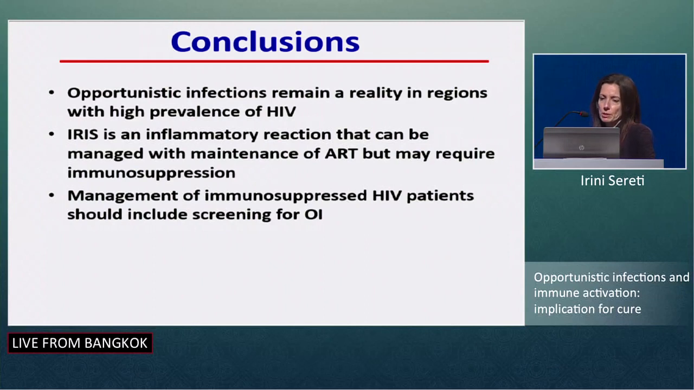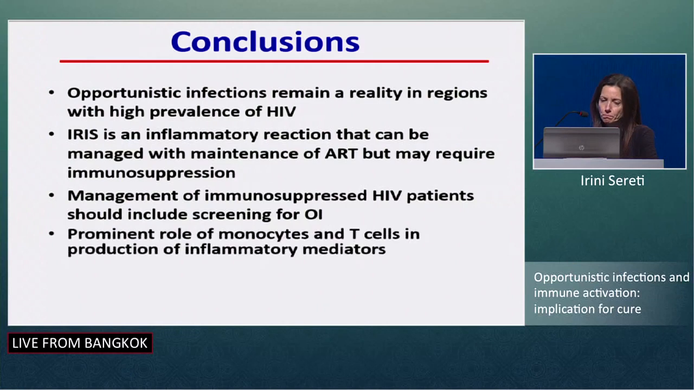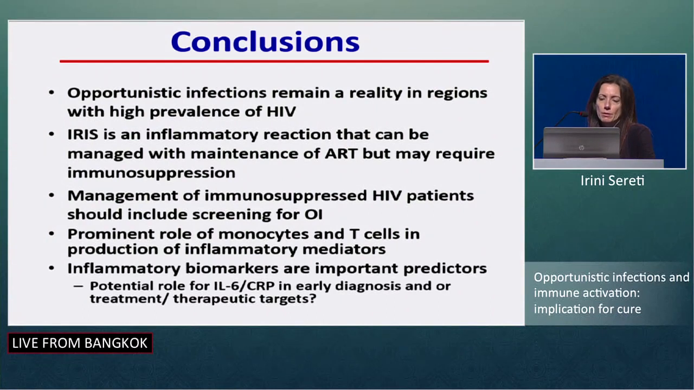Management of immunosuppressed HIV patients should include screening for opportunistic infections. There's a prominent role of monocytes and T cells in production of inflammatory mediators in IRIS. And then these inflammatory biomarkers might eventually be important predictors. And we're looking specifically at the potential role for IL-6 and C-reactive protein in early diagnosis, and also as potential therapeutic targets.